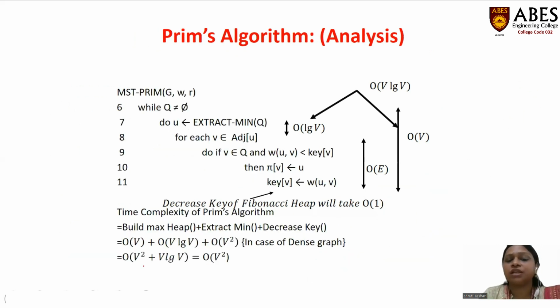But when we are considering the dense graph, because the edges will be increased, the complexity will increase in that case and the total decrease key cost will become O of V square. So it will also reflect the overall complexity of the algorithm and it will become O of V square.